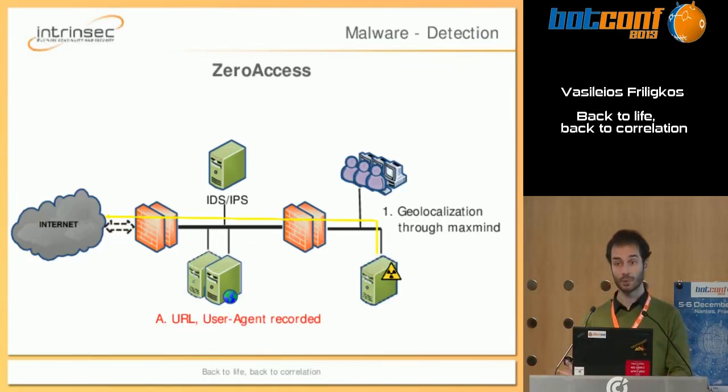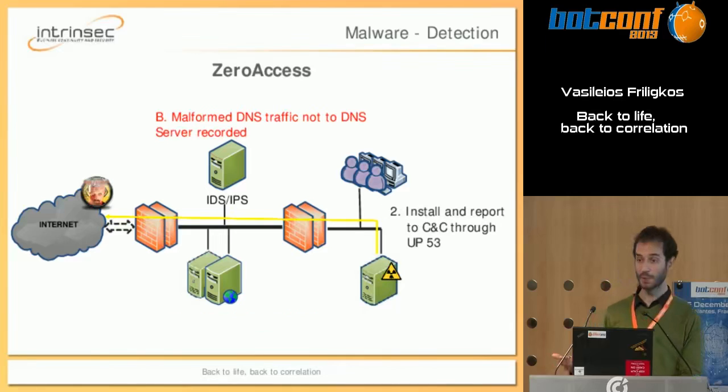Second action, to actually install and report to its command and control center using UDP 53, so using normally DNS traffic, but of course it's not DNS. So our IDS will detect that we have malformed DNS traffic, and on top of that, it's not towards our designated DNS server. It's going somewhere else. Again, just an event being recorded, it's nothing suspicious.